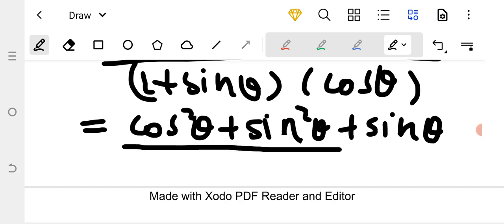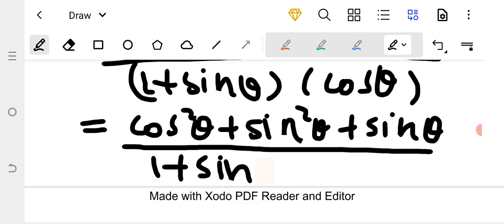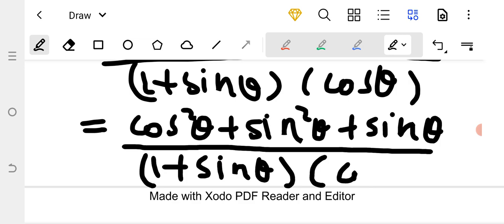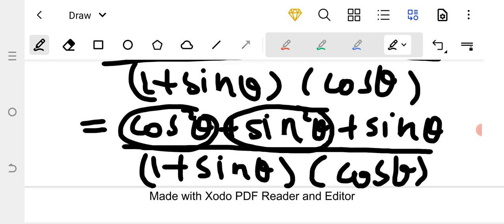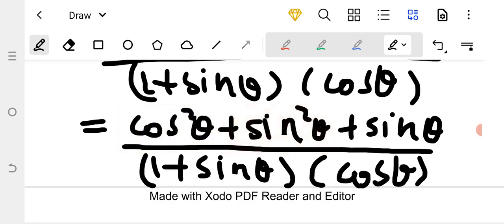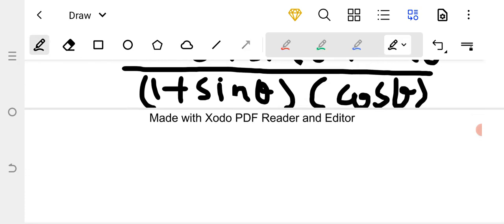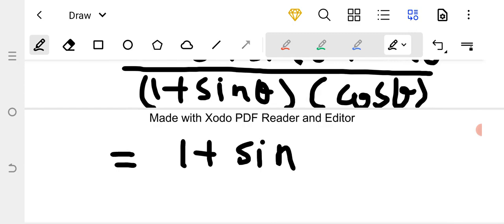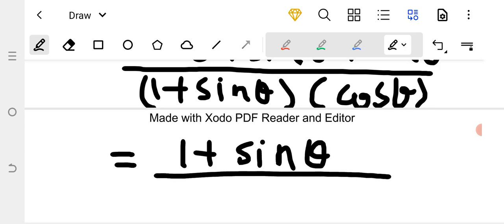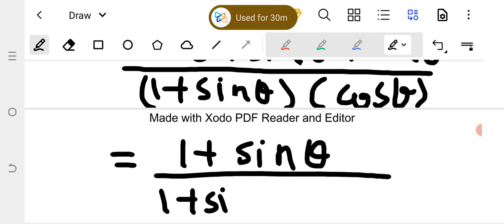Then you divide by 1 plus sin theta multiplied by cos theta. So we have cos theta squared plus sin theta squared is going to give us a 1. So on top we're going to have 1 plus sin theta, which is equal to 1 plus sin theta, divided by the multiplication of 1 plus sin theta and then multiplied by cos theta.